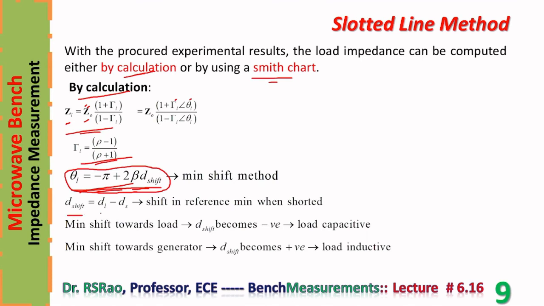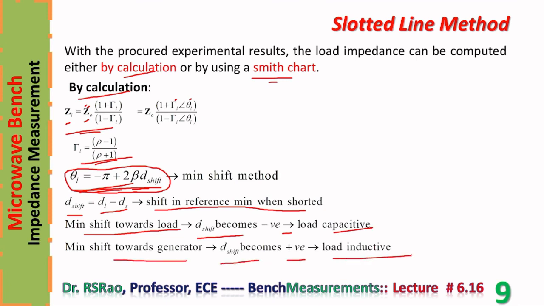D shift is dl minus ds, the shift in the reference minimum when shorted. When the minimum shifts towards the load, D shift is negative, and the load is capacitive. When the minimum shifts towards the generator, D shift is positive, and the load is inductive.